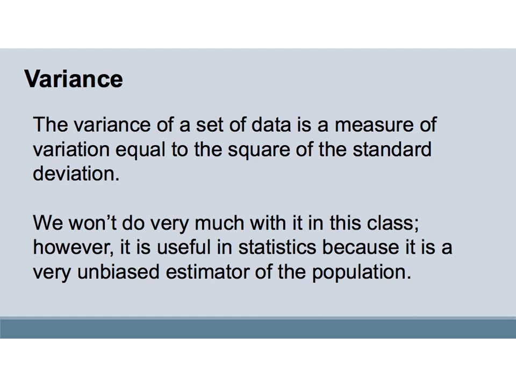Variance is used in statistics because it's a very unbiased estimator, but it's kind of hard to wrap your mind around. If you think of a standard deviation of 5 inches, then the variance is 25 square inches. And if we're talking about the height of a person, that's just weird. What's 25 square inches in relation to the height of a person? So we're not going to do it very much in this class, just basically name it and how you find it. But it is useful in statistics because it's a very unbiased estimator of the population.